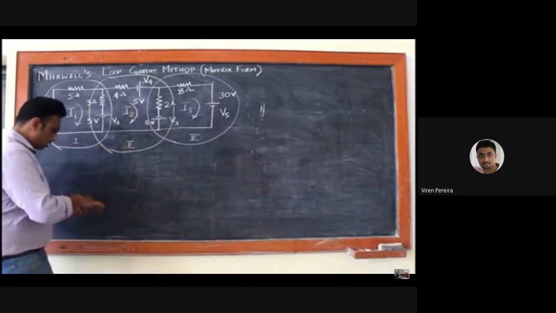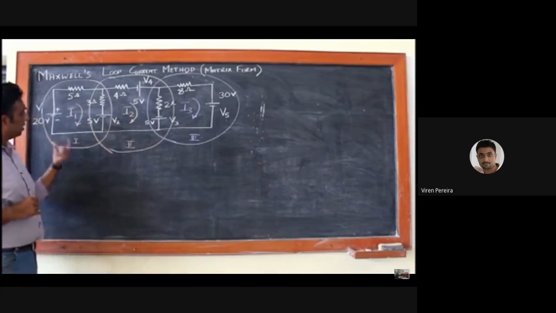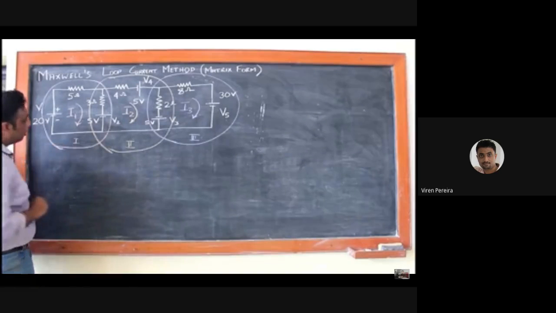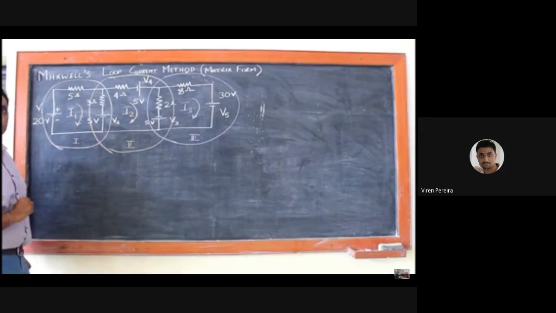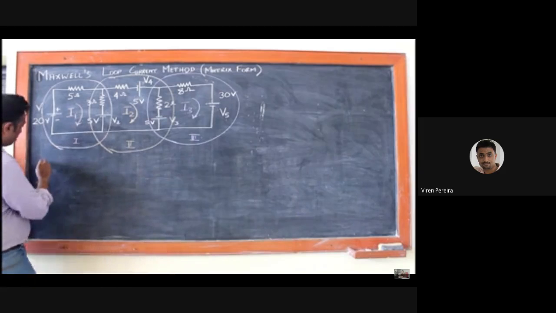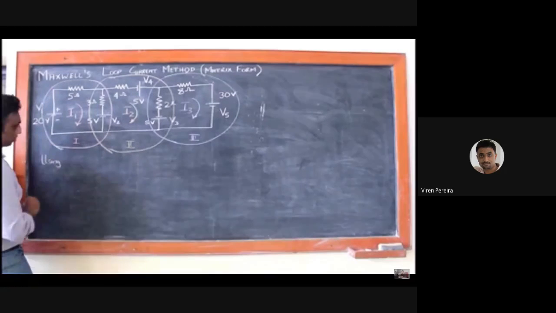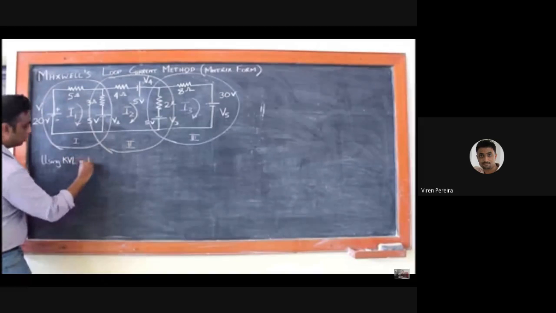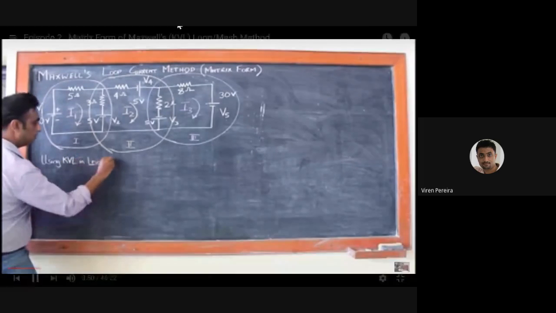So, coming back, solving for loop 1. Now, using KVL in loop 1.